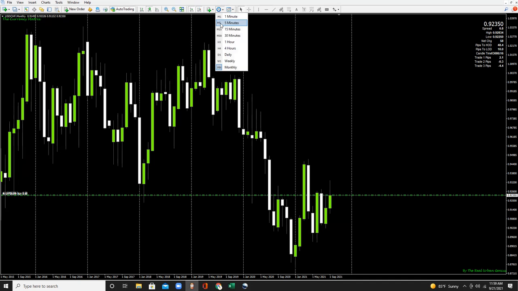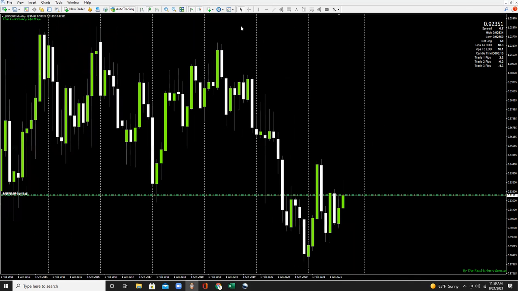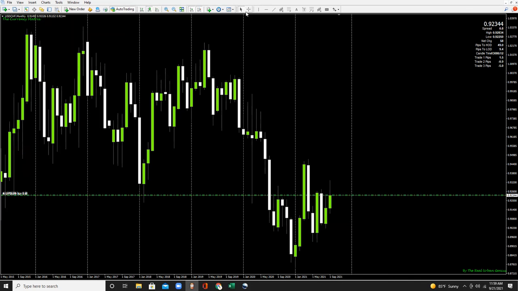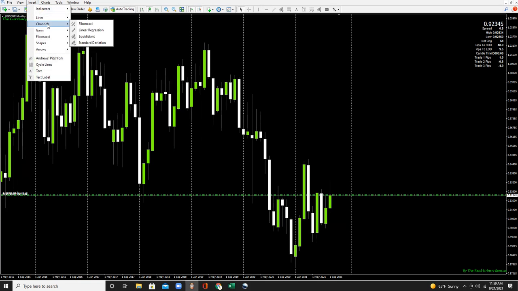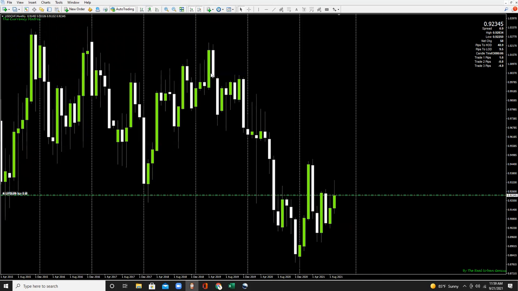Here's your trading period. You can change your trading period there. Arrows, your toggles, and here's also the objects if you don't want to come over here to insert and look for the lines there. All right.